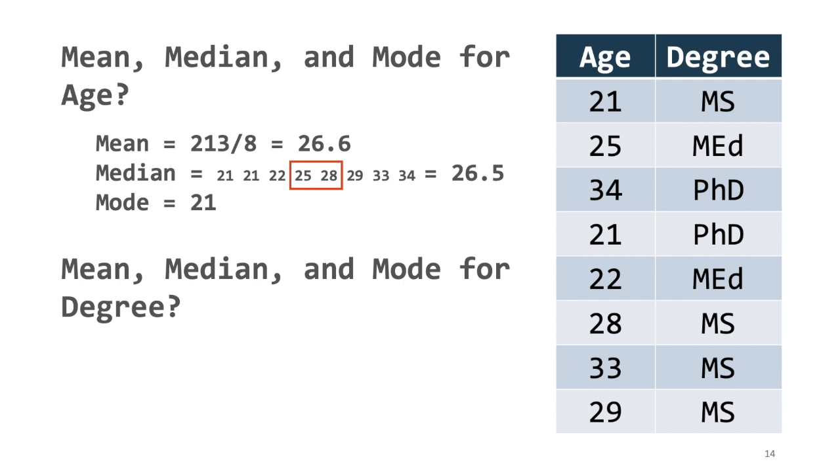So the only one that we can use is the mode. The mean, there's no value, it doesn't work with nominal data. Median doesn't work with nominal. So the mode is just the most common of these, and that's the Masters of Science.